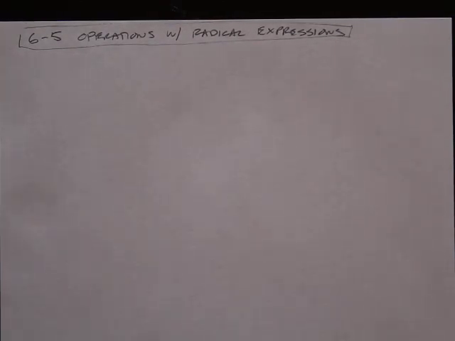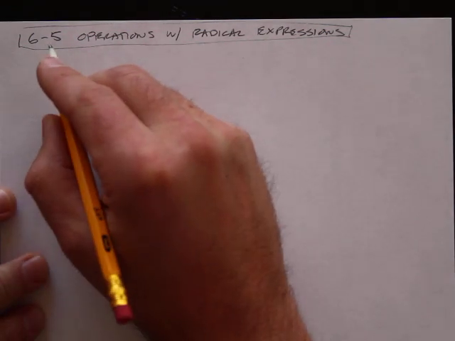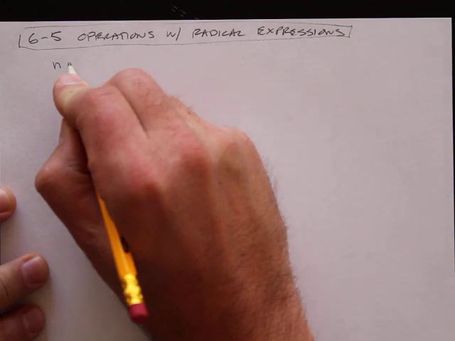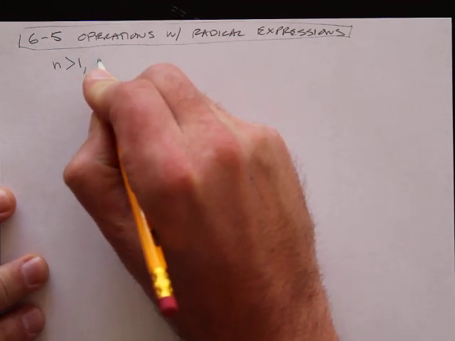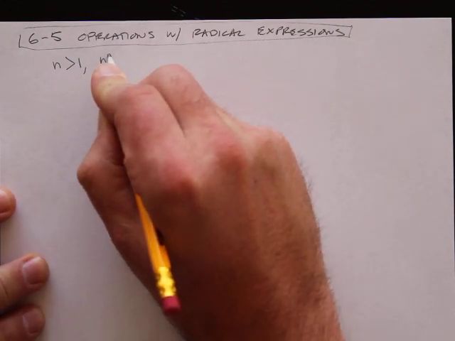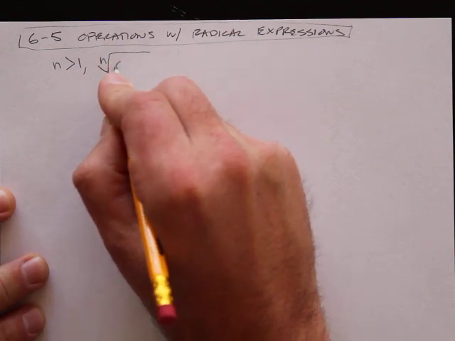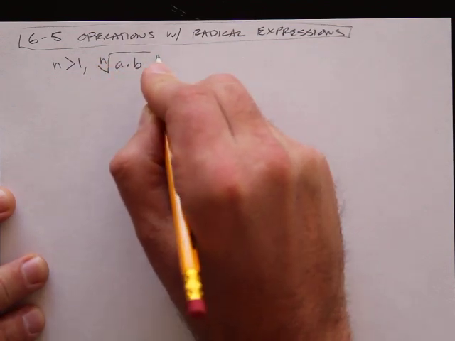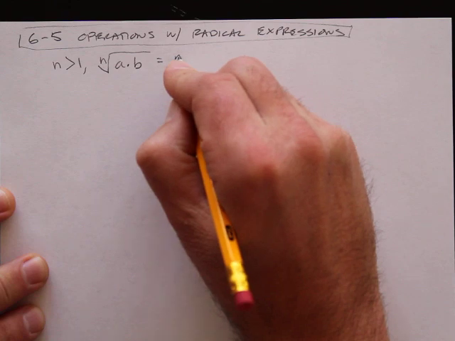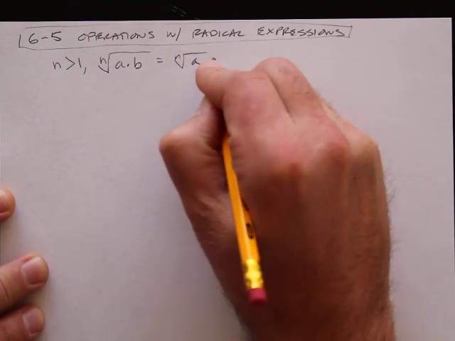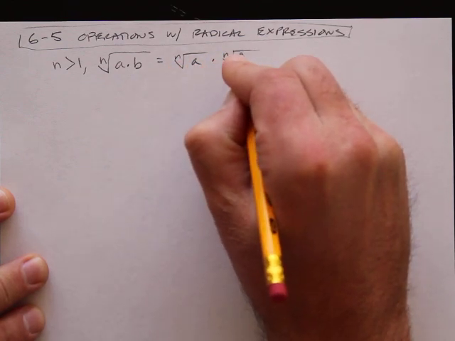Algebra 2, 6-5, operations with radical expressions. So I'm going to write on the top here, n is greater than 1. The nth root of a times b equals the nth root of a times the nth root of b.